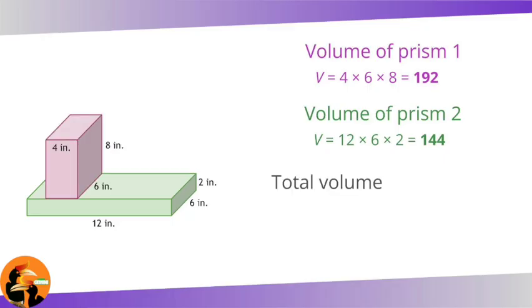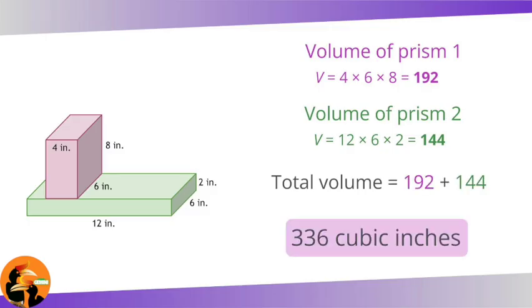Since we have both volumes, we can add them together to get the total. We'll add 192 and 144 to get 336. So the volume of this compound figure is 336 cubic inches. Great start. Let's try another one.